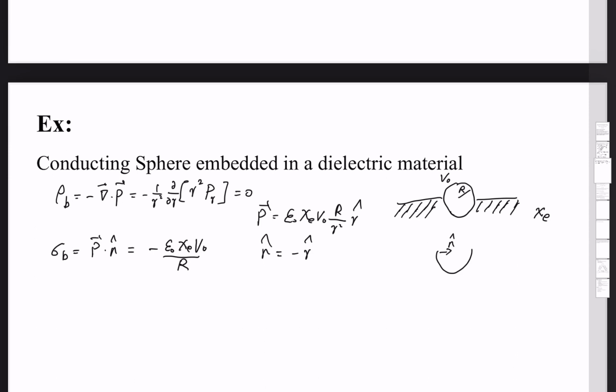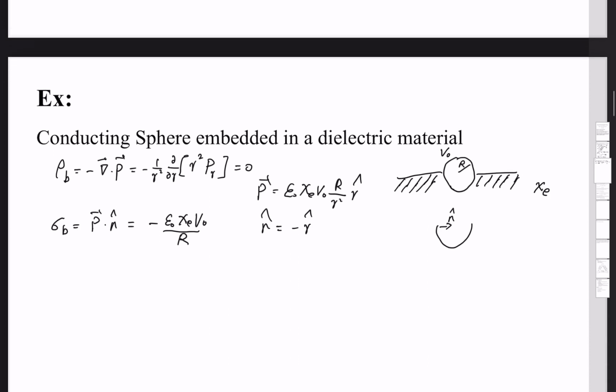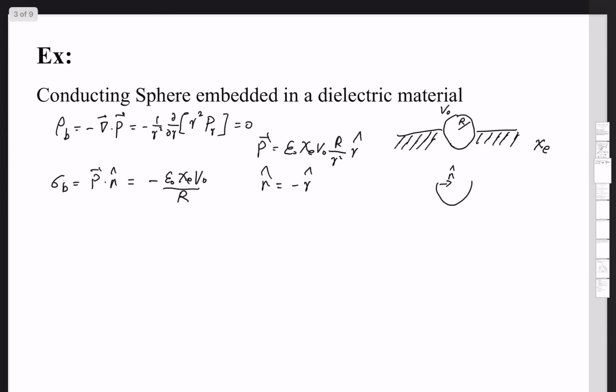Okay, so now what we obtained is the bound charge produced by this dielectric material, but we still don't know what the free charge is, because on this conducting sphere there can also be a charge distribution. So let's try to find out this free charge.